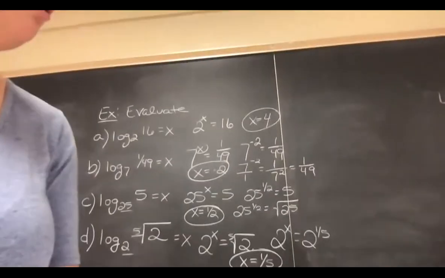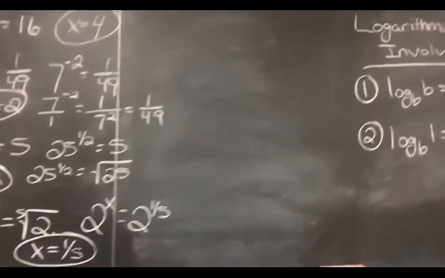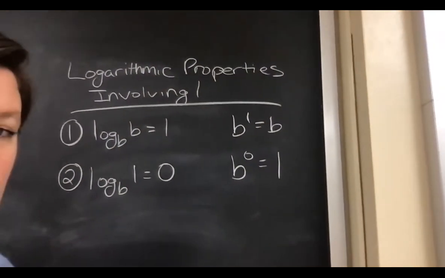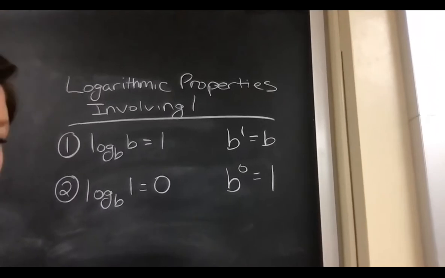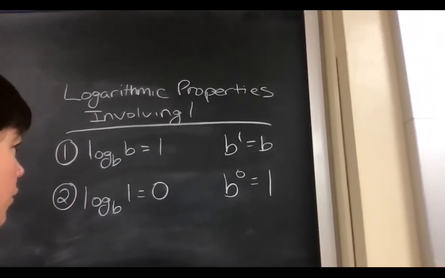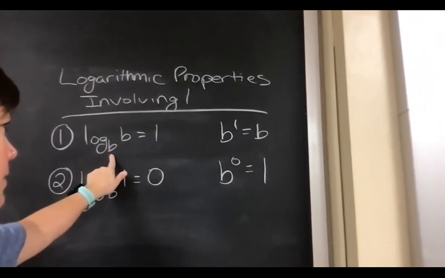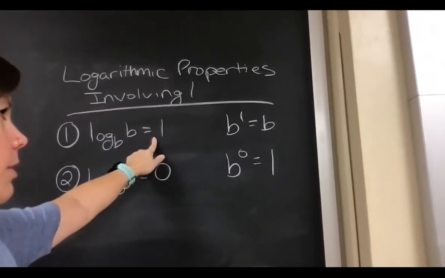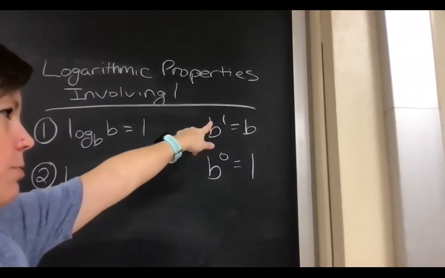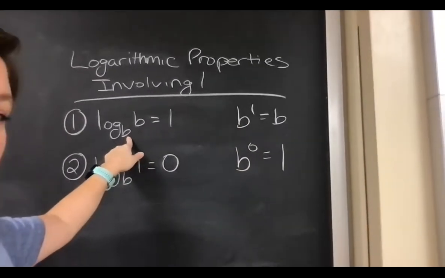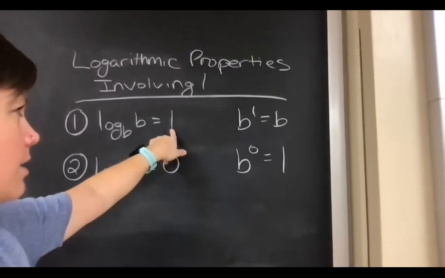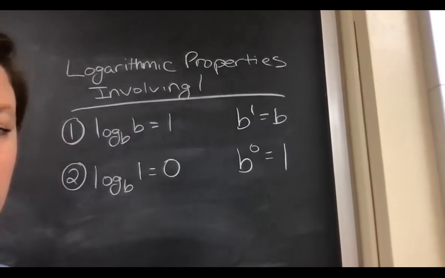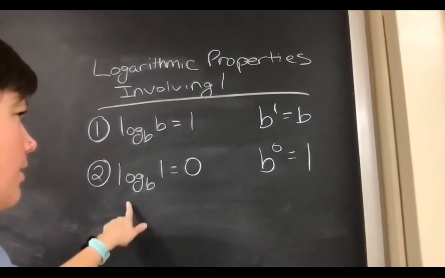Here's a couple of logarithmic properties. I'm probably just going to hold it for this one. There's only 2 things. Logarithmic properties involving the number 1. The first property says log base b of b equals 1. We know that this is true because b to the first power equals b. Base becomes the base, the answer becomes the exponent, and then that's what your new answer is. So we know that that's true because of that. It holds true.